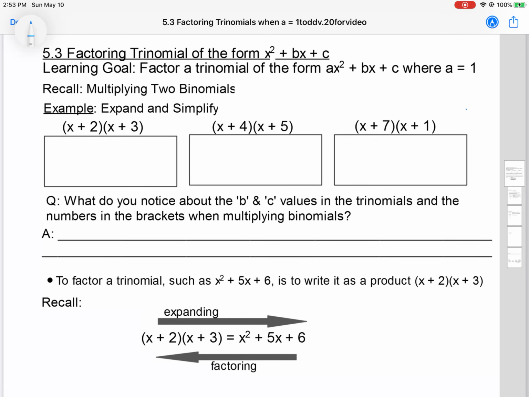Okay, so today we're back to factoring. So this time we are essentially looking to do the opposite of expanding. So the last lesson was FOIL, and so when you FOIL, so expand and simplify, you do first, outside, inside, and last. Okay, and then simplify, collect the like terms in the middle.